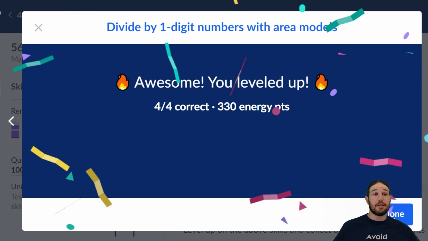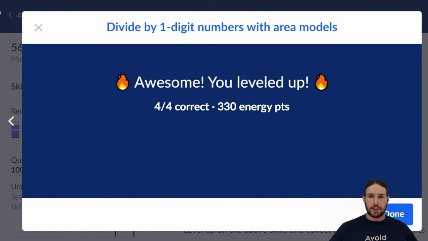That's divide by one-digit numbers with area models. Let's move on.